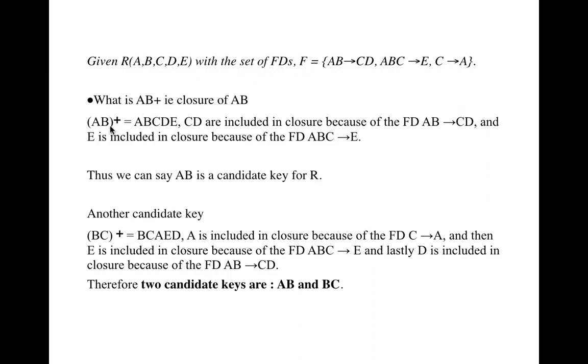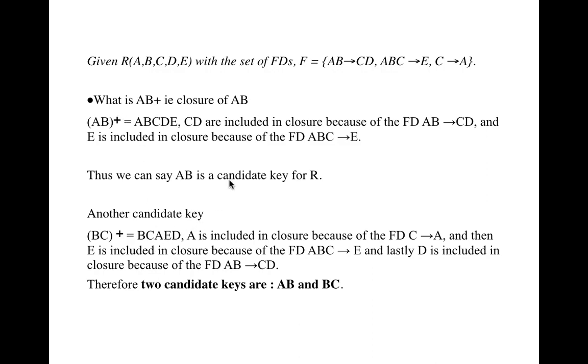So in fact, using AB closure, initially it gave AB. Since AB gives CD, it gives CD. Now since ABCD is there in AB closure, ABC gives E was added. So AB closure actually gives all the attributes, and we can say AB is a candidate key of this relation. So that's how we find closure. And if the closure of a set of attributes, or of a single attribute, leads us to all the attributes, we can say that attribute is going to be the candidate key for that particular relation.